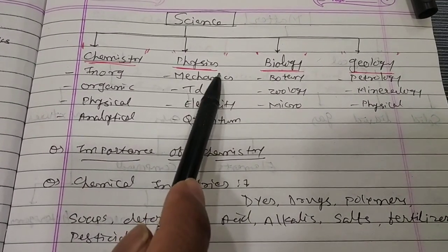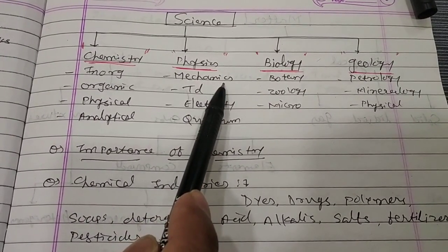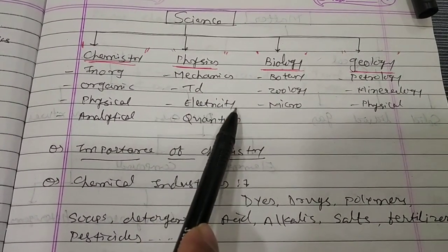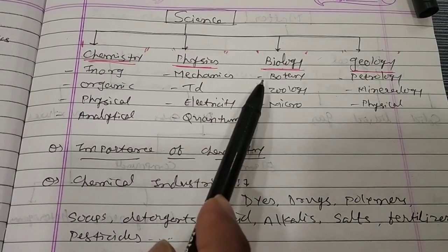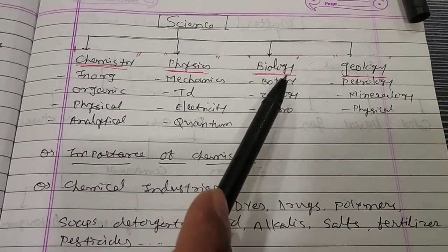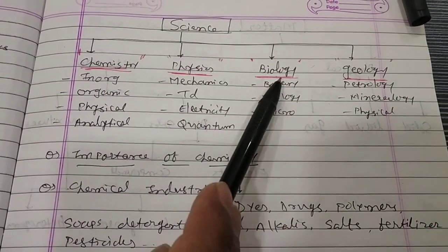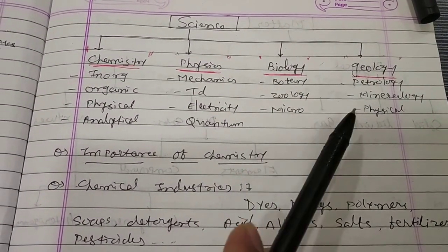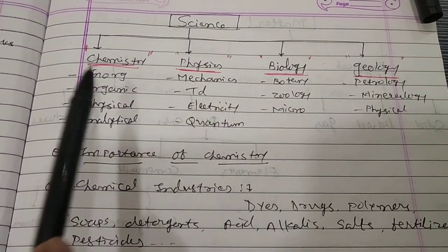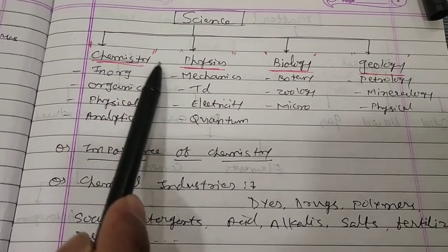Likewise, a physics professor will definitely teach you a little bit about mechanics, then thermodynamics, then electricity, and then quantum. Likewise in biology, if you belong to B group, biology is subdivided into 3 parts, that is botany, zoology and microbiology, and the rest is geology. Our key concern is chemistry.